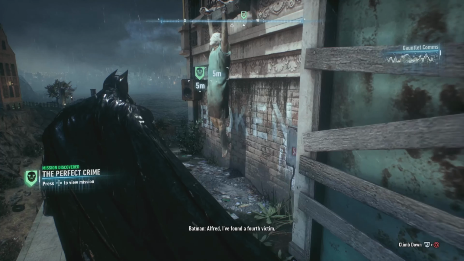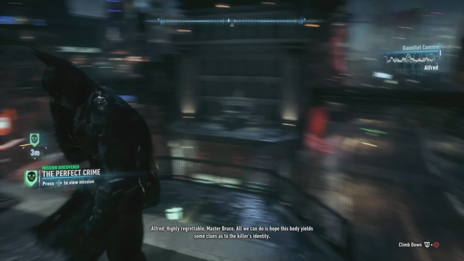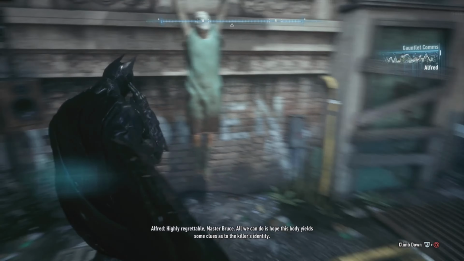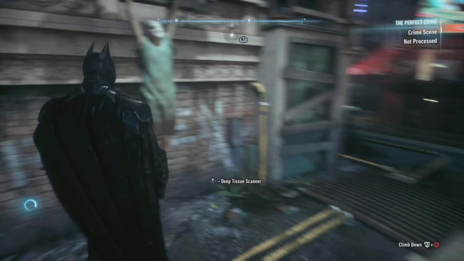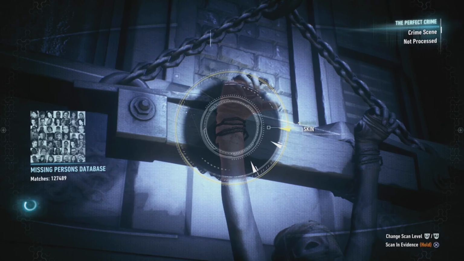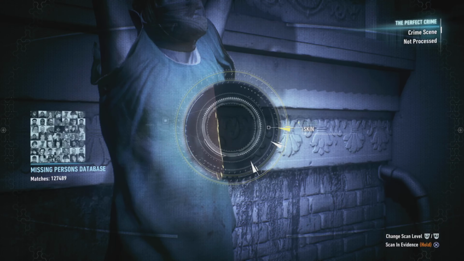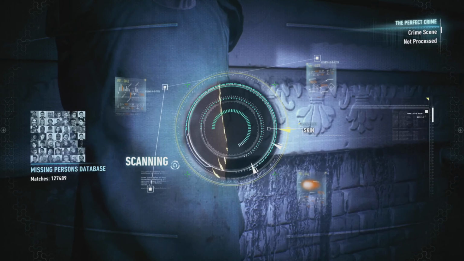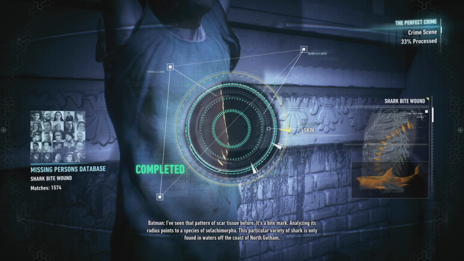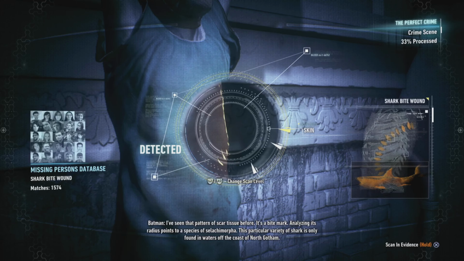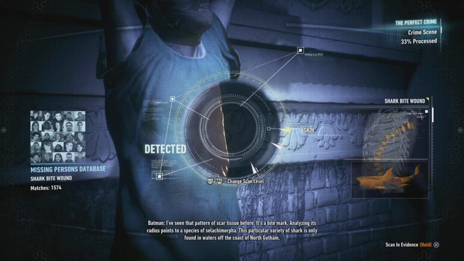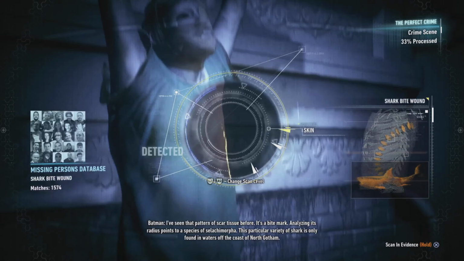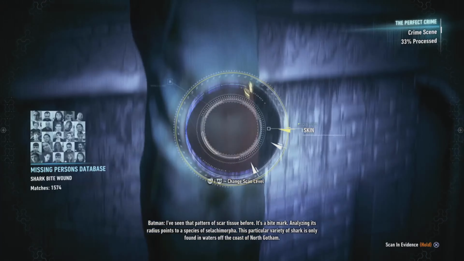Alfred, I found a 4th victim. Highly regrettable, Master Bruce. All we can do is hope this body yields some clues as to the killer's identity. I've seen that pattern of scar tissue before. It's a bite mark. Analyzing its radius points to a species of Selachomorpha. This particular variety of shark is only found in the waters off the coast of North Gotham.